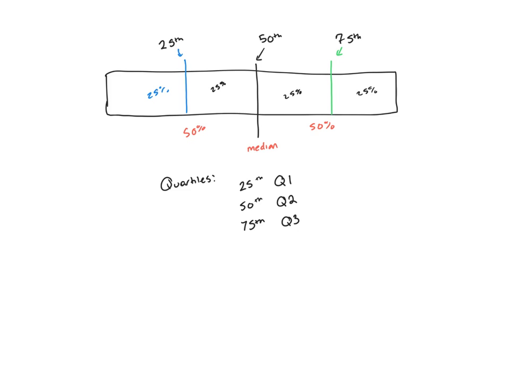Some people talk about quintiles as well. Quintiles divide my box into 5 parts, or 20% each. Quartiles are a little more common though, so those are the ones we're going to be focusing on. Once again, these are just 3 specifically chosen percentiles we're going to look at.